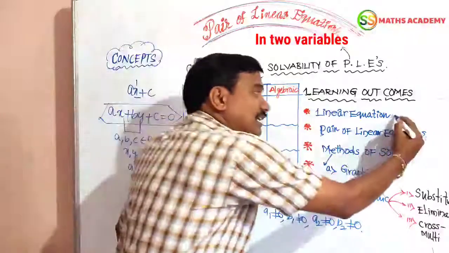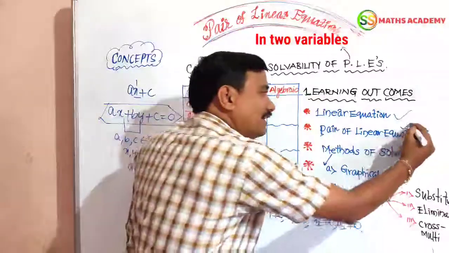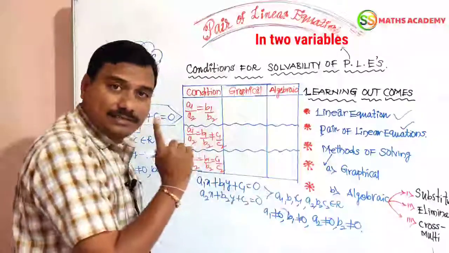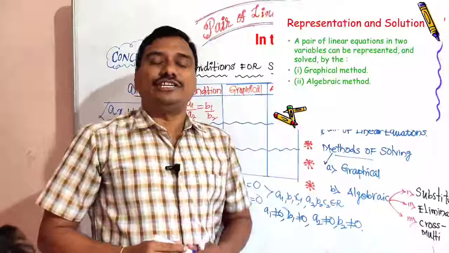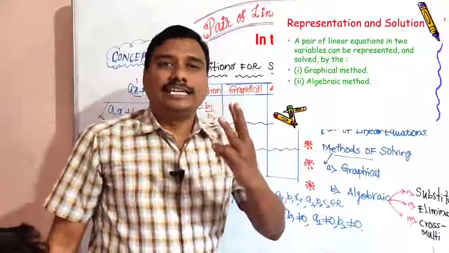Now, dear friends, linear equation is completed. Pair of linear equations is also completed, right? Now we have to solve the pair of linear equations in this chapter by using three methods.